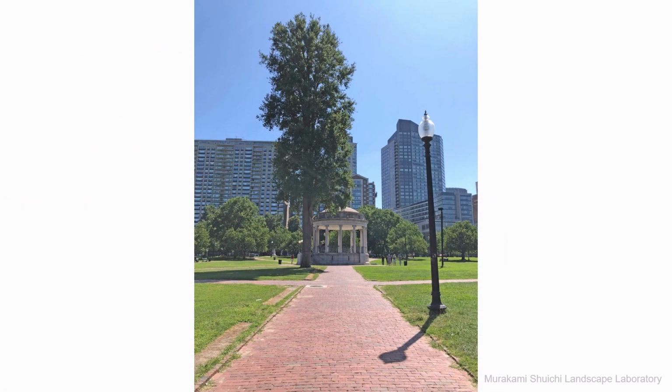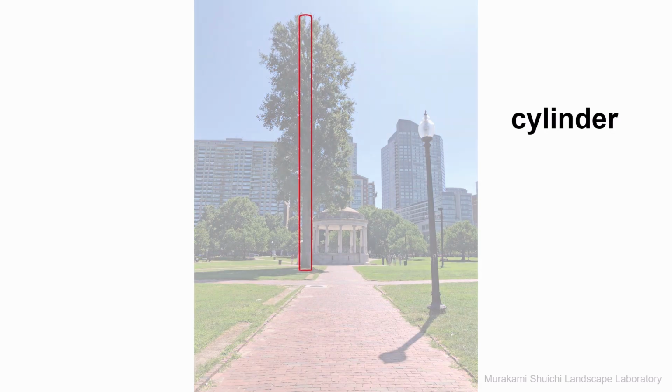This is a large tree standing in a common. When interpreted as a cylinder, it takes on a symbolic presence, almost like a monument, compared to other cylindrical forms nearby, such as light poles or a rotunda. Its visual impact is much stronger.